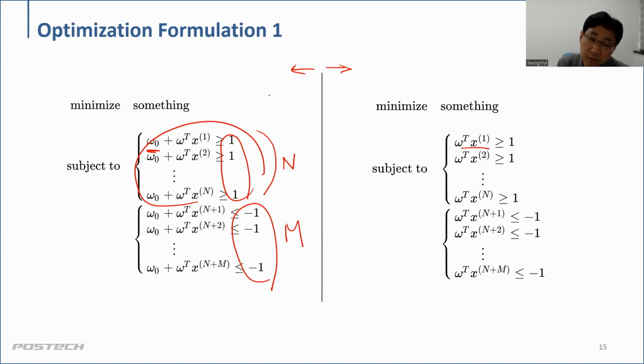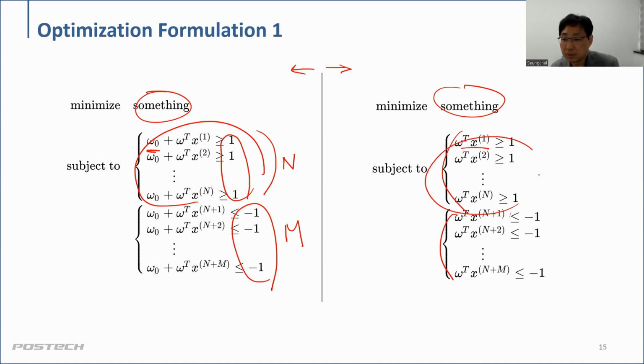And what about the objective function? We don't have any. These are the constraints. As long as the data points satisfy the inequalities, we're happy about it. So we don't have any objective function to minimize. Good.